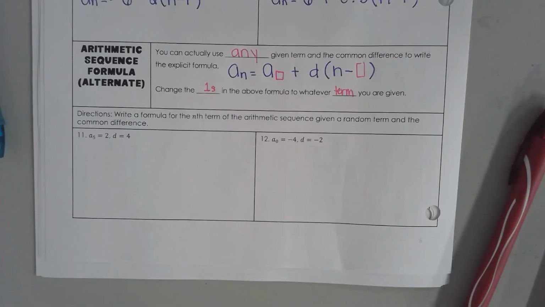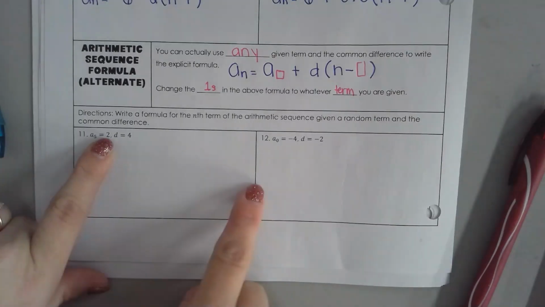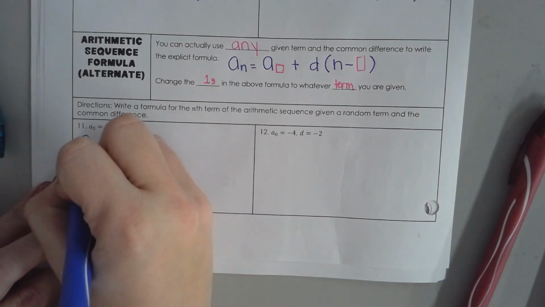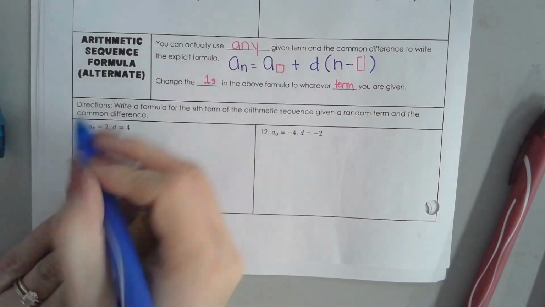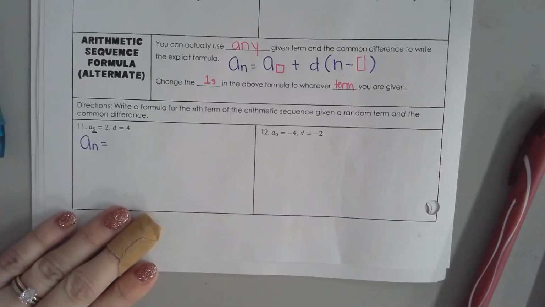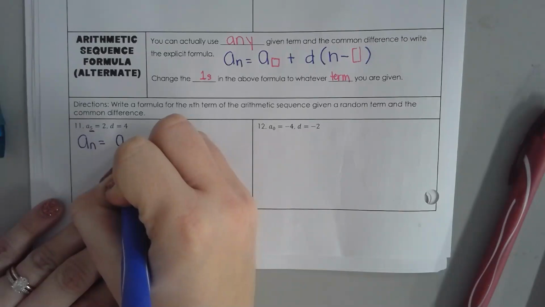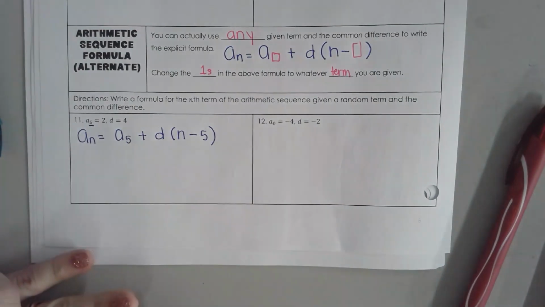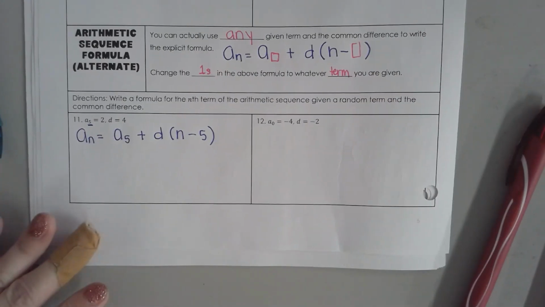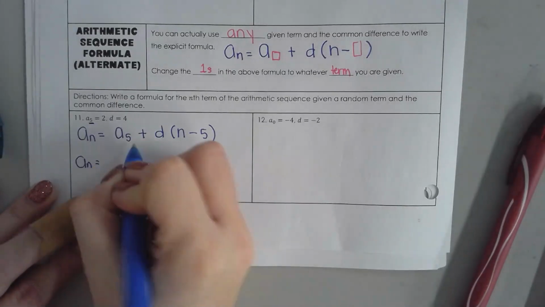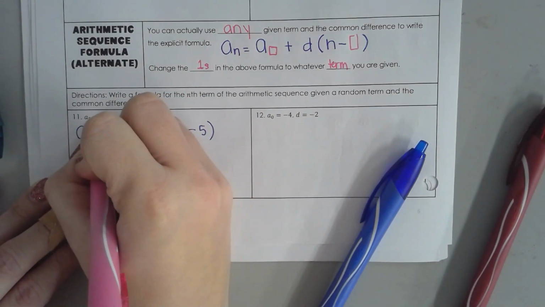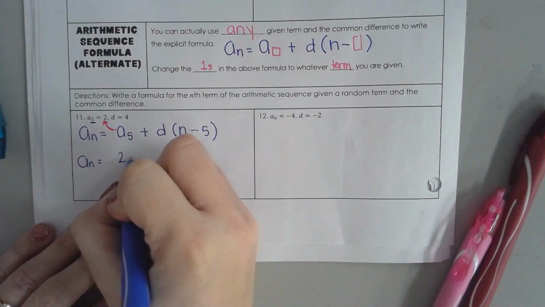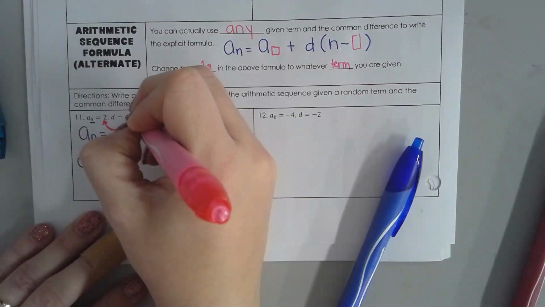So number 11, I only give you one term, not the first four, and the common difference, and I want you to write the formula that goes with it. A_n equals, I'm going to rewrite the formula, but because I'm given a 5, I'm going to put a 5 there: A5 plus d(n minus 5). So I just tweaked the formula a little bit to make it work. What is A5? 2. What's the common difference? 4.